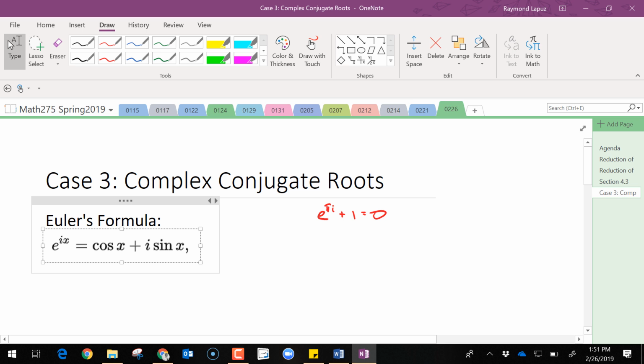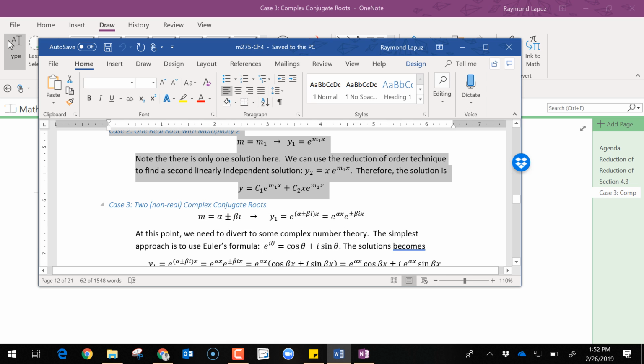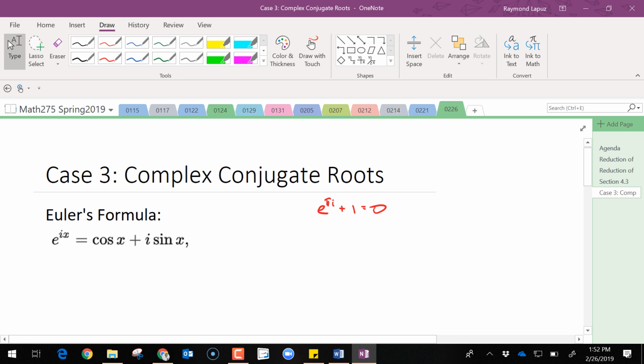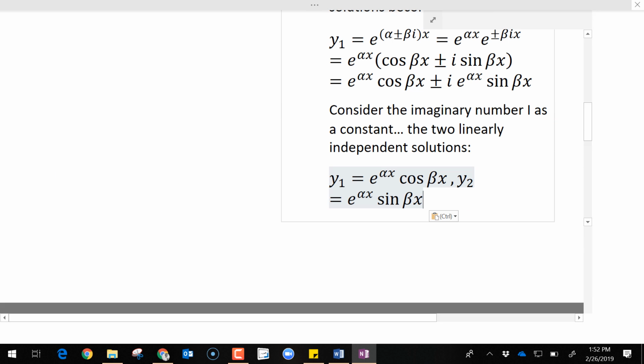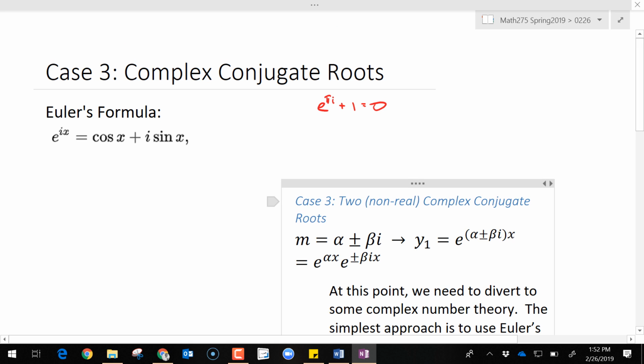So, what do we really want to do here? We really want to just find solutions. And so why don't I just copy and paste my notes. Oops, what happened? I was afraid something weird was going to happen.